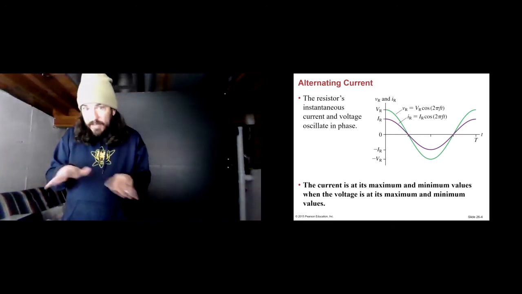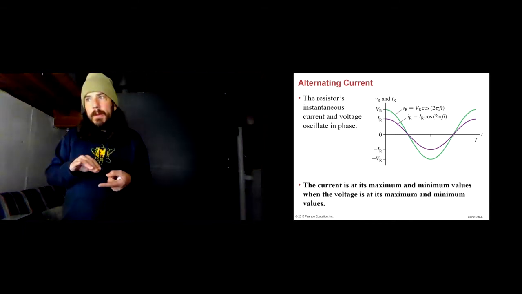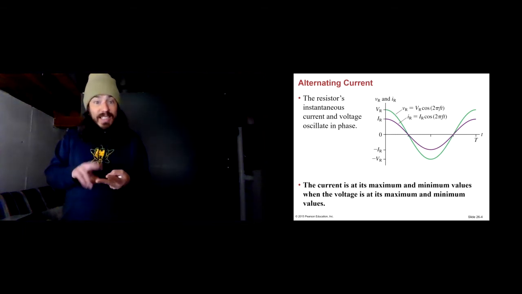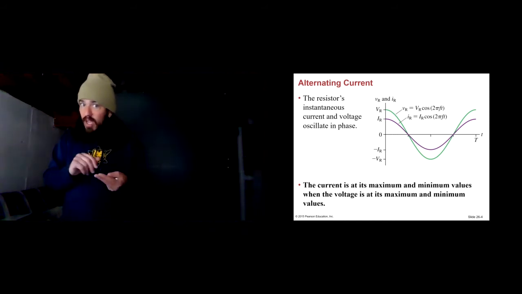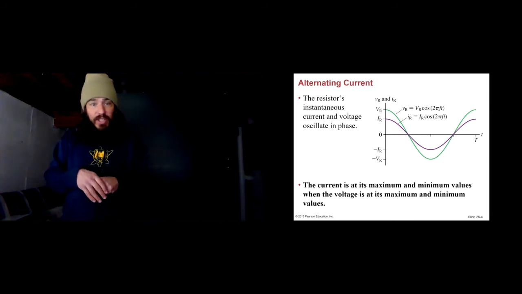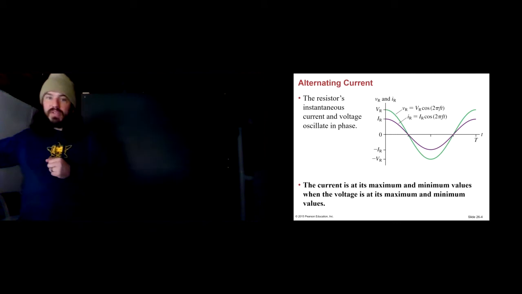Now, that's not always the case. It might seem obvious that it should be, but it's not always the case. If you have capacitors or an element called an inductor, and an inductor is just a coil of wire, in both of those situations, the voltage and the current are not in phase. We're actually not going to delve into those this semester. It's very interesting stuff, but we just have to pick and choose, so we're going to skip those topics.